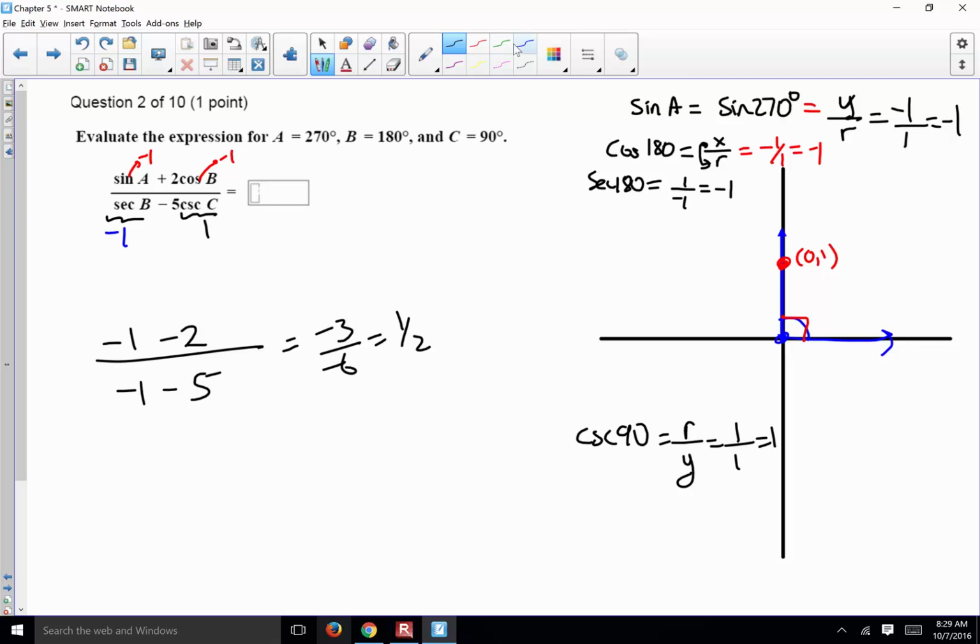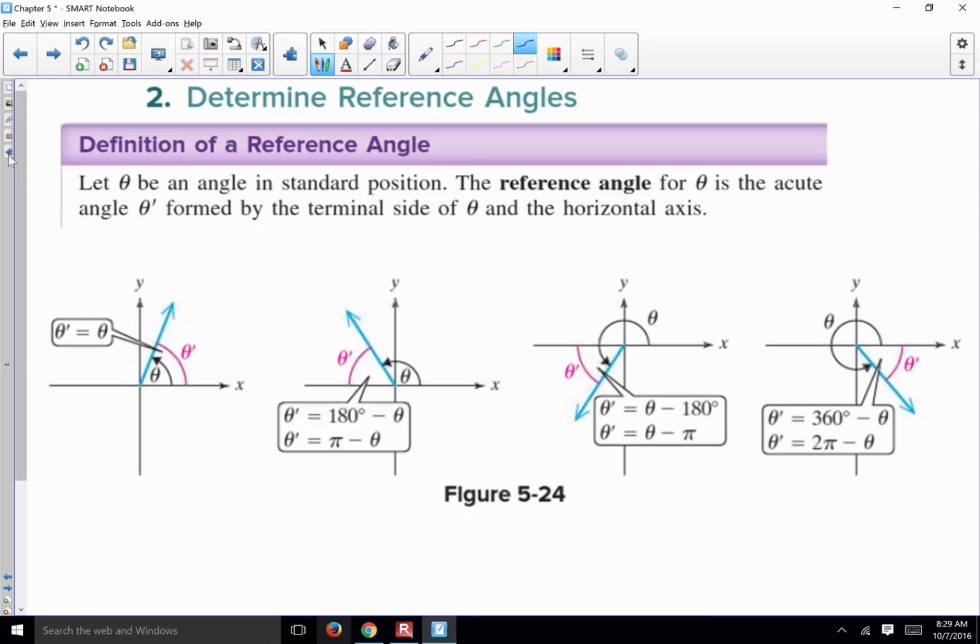But it's not a bad idea to remember these numbers we got. What is cosine 180? -1. Sine 270 is -1. Okay, those are basic angles. Useful to remember.